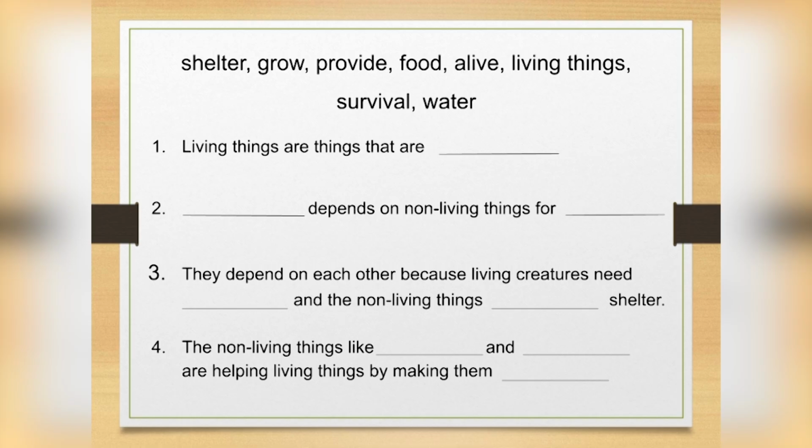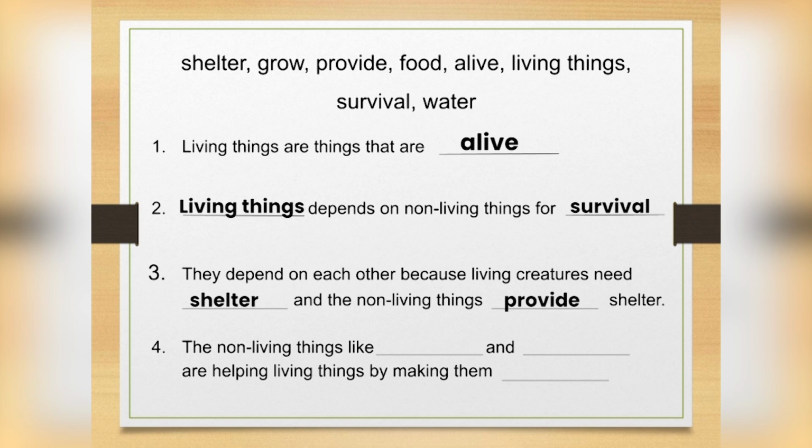Living things are things that are alive. Living things depend on non-living things for survival. They depend on each other because living creatures need shelter and the non-living things provide shelter. The non-living things like food and water, you can also have water and food in that order, are helping living things by making them grow.